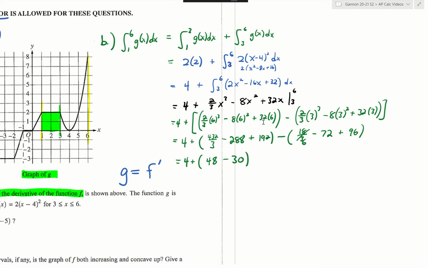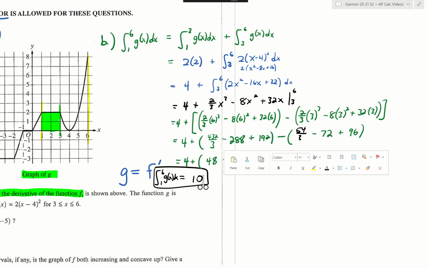All right, guys. Sorry about that. I found my mistake. So just simple calculation errors. Right here, this is not 18/3. 3 cubed is 27. 27 times 2 is 54. So that's 54/3. So that's going to be 18 minus 72 and then plus 96. That's going to give us 42. And at that point, you've got 48. So 48 minus 42, that's 6. 4 plus 6 equals 10. So the integral from 1 to 6 of g of x dx equals 10. Sorry about that. Just be careful.